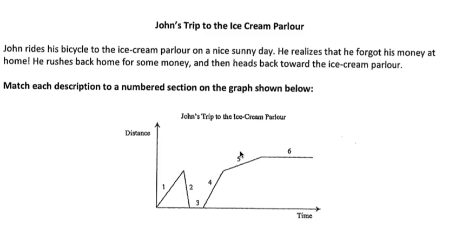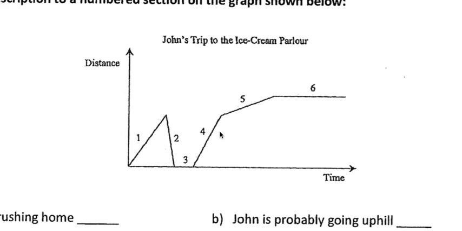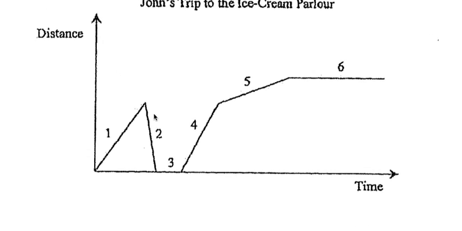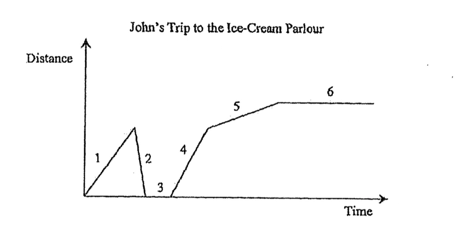So this graph is meant to be John's trip to the ice cream parlor. I don't know why I can't get it to zoom in. Let's see if this works here. Okay. So this is John's trip to the ice cream parlor. And we already heard the story that he goes to the ice cream parlor. He's on his way there, realizes he doesn't have any money, goes back home, and then gets his money and then sets back out for the ice cream parlor and eats some ice cream.